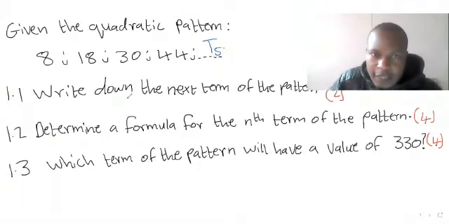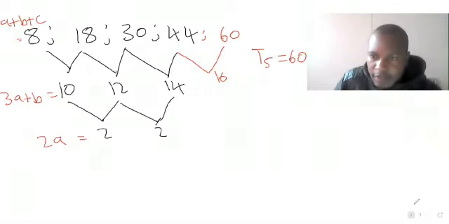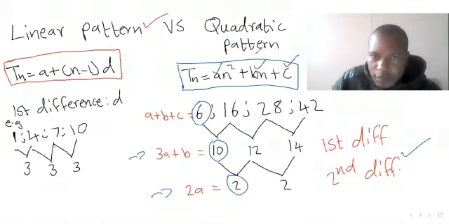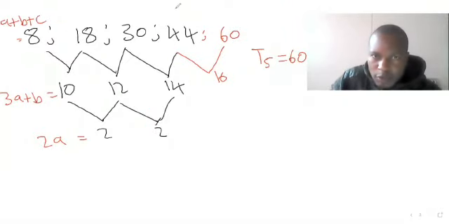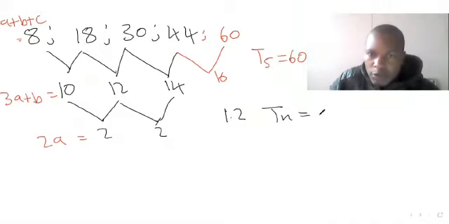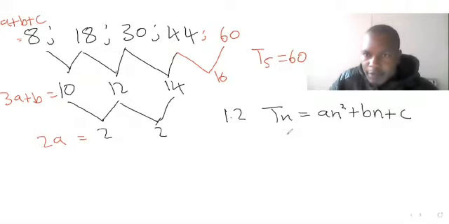So it wanted us to write down the next term of the pattern. Now our 1.2 wants us to determine a formula for the nth term of the pattern. The nth term for a quadratic pattern would be that over here, so we need to actually write it out. So that would be 1.2. We will need to find an squared plus bn plus c.